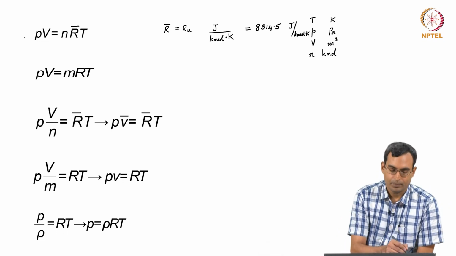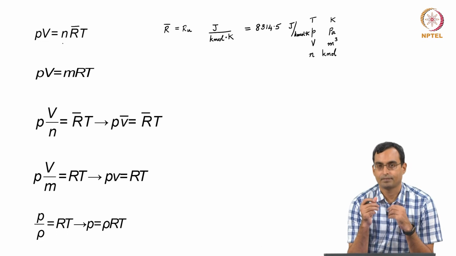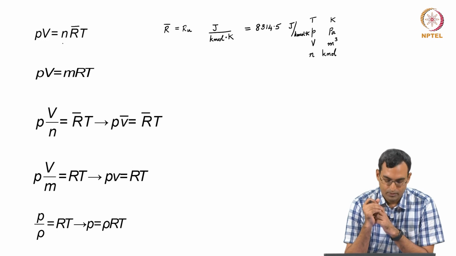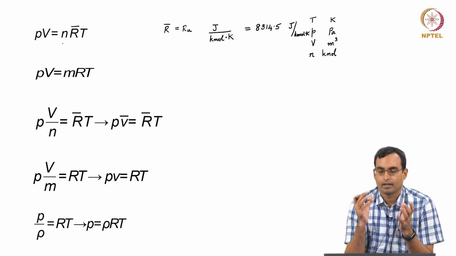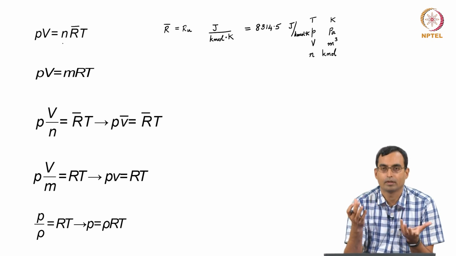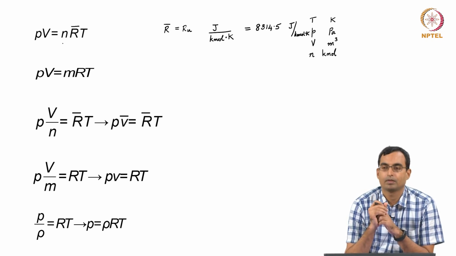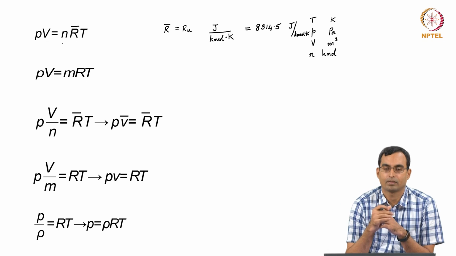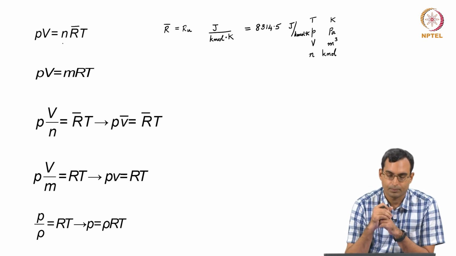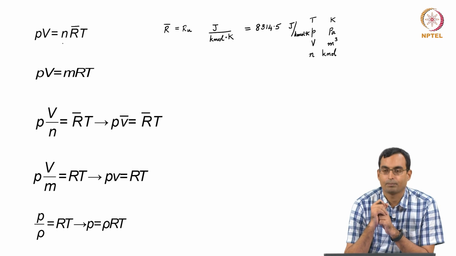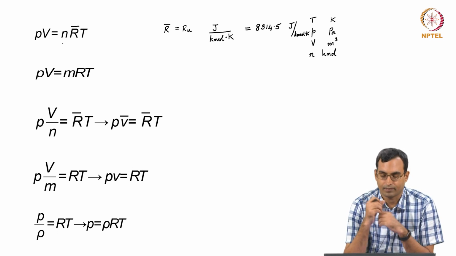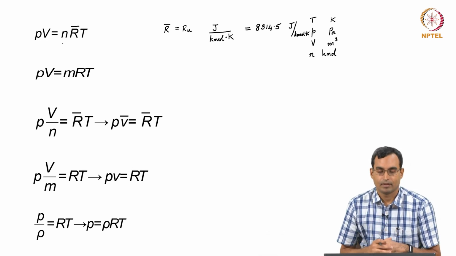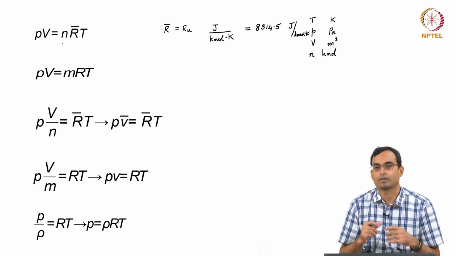So, this expression is correct if the quantity of gas which we have is given in kilomoles or moles. From Avogadro's law, we know how many molecules there are in a mole. We also know the volume occupied by a mole at standard temperature and pressure, which turns out to be about 22.4 liters. But it is not a particularly useful unit for the kind of calculations we are going to do, because we do not have a very good understanding of how much the volume is at some other pressure and temperature.